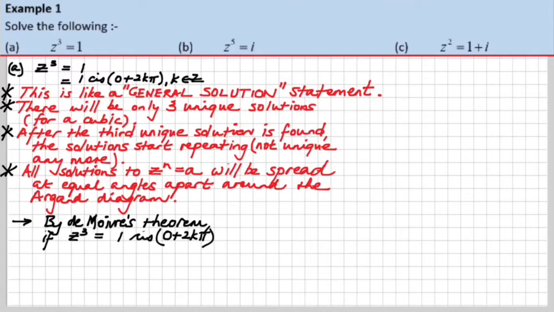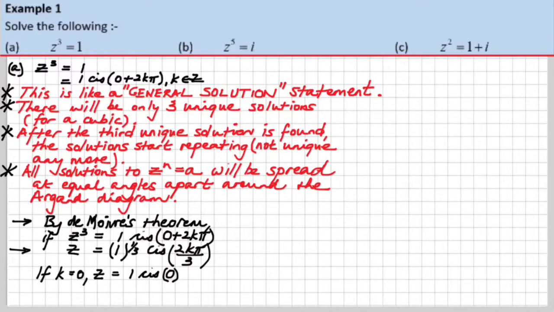By Moivre's theorem, we know that if z cubed equals 1 cis 0 plus 2k pi, therefore z would be 1 to the third cis of 2k pi over 3. Now all that remains is for us to substitute some values of k to find our three unique solutions. I always start with 0, and then from there I'd go 1 and 2.